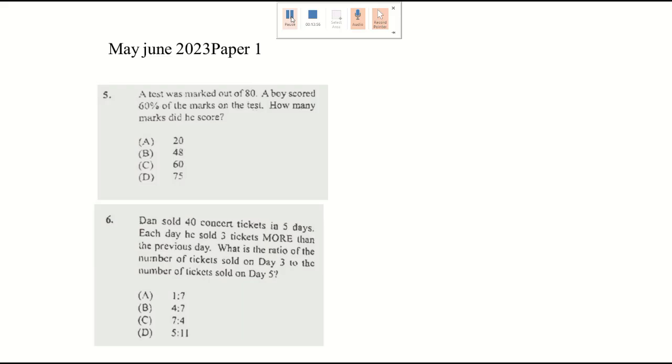Number 5. A test was marked out of 80. So we know that the total is 80. A boy scored 60% of the mark. So that's 60 over 100 multiplied by 80 over 1. 6 8s are 48. So the answer is B.